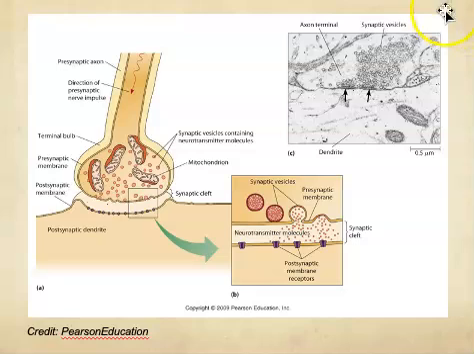Up at the top of the right-hand side, you're looking at an actual chemical synapse under an electron microscope. So let me see if I can orient us. This is the membrane of an axon terminal right here.